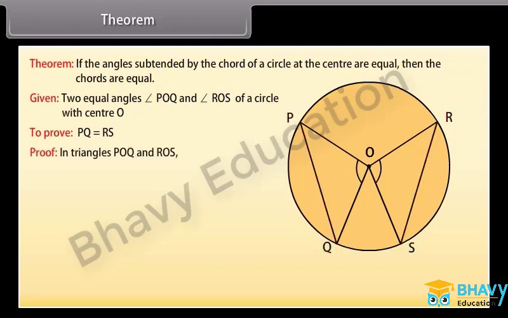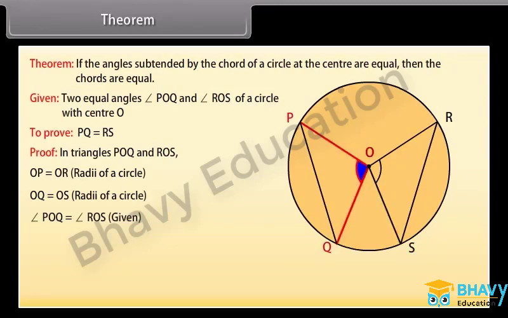Proof. In triangles POQ and ROS, OP is equal to OR because these are the radii of a circle. OQ is equal to OS. These are also the radii of a circle. Angle POQ is equal to angle ROS, given.